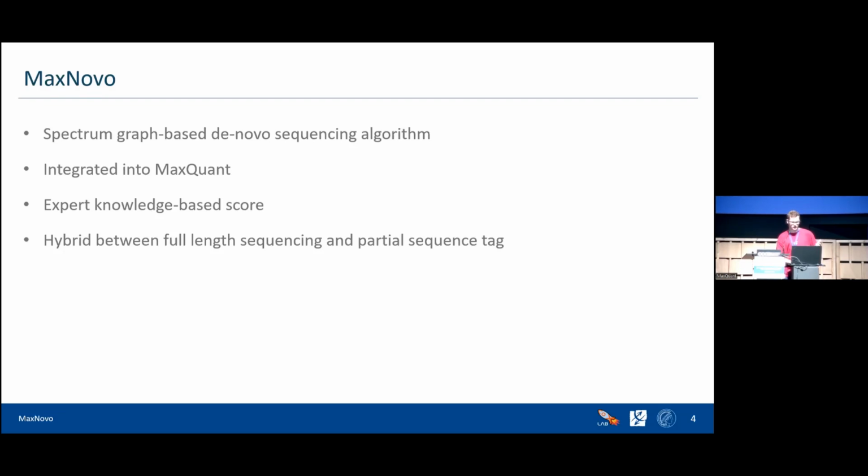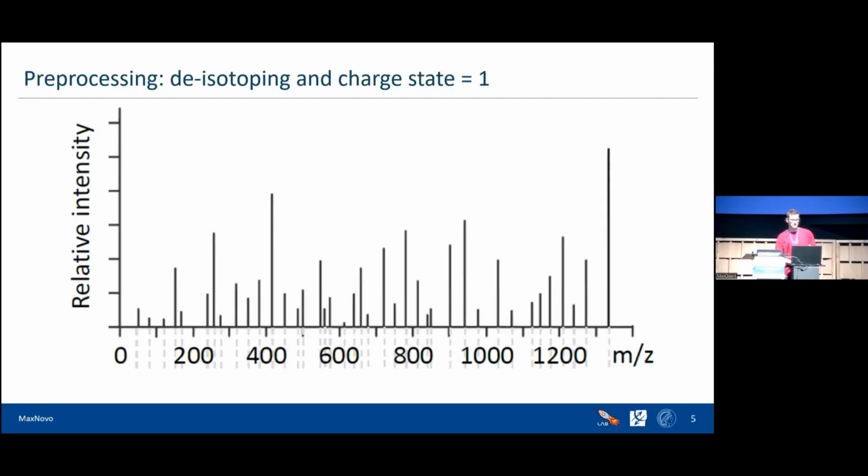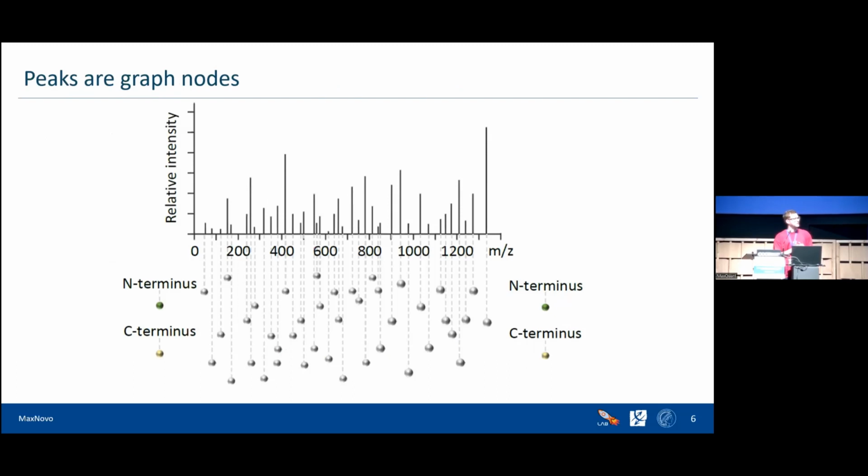Moving to the algorithm itself, the first step is pre-processing, and it's the same as for the library search. The algorithm looks for isotope patterns. From isotope patterns, it retrieves the charge state, and then it collapses isotope patterns into a monoisotopic peak with charge state 1. After doing so, we represent each peak in the mass spectrum as a node. The nodes are separated in such a way that the distance between them represents the m/z distance between peaks. We also add 4 additional nodes to represent the N terminus or C terminus from each side.